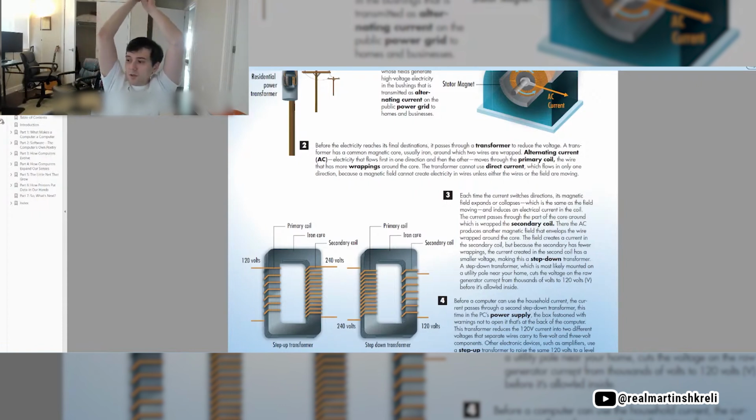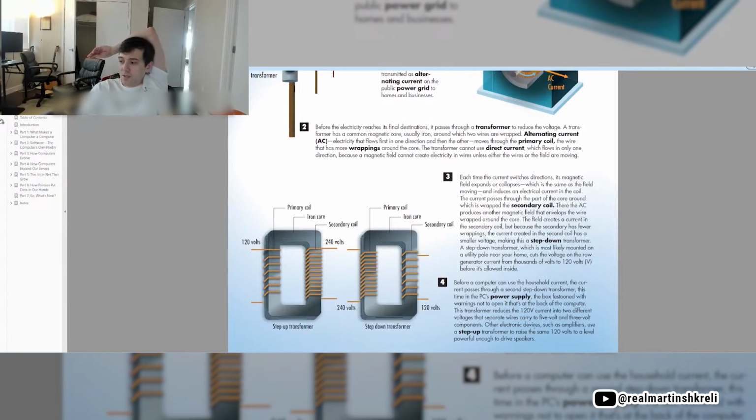Before a computer can use the household current, the current passes through a second step-down transformer, this time in the PC's power supply, the box festooned with warnings not to open it, that's at the back of the computer. This transformer reduces the 120 volts current into two different voltages that separate wires carry to 5-volt and 3-volt components. Other electronic devices, such as amplifiers, use a step-up transformer to raise the same 120 volts to a level powerful enough to drive speakers.